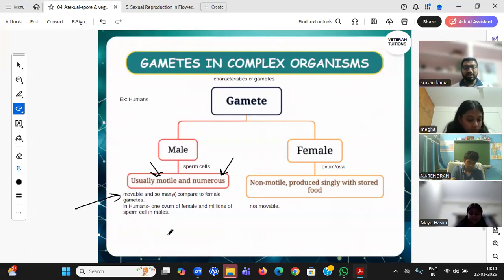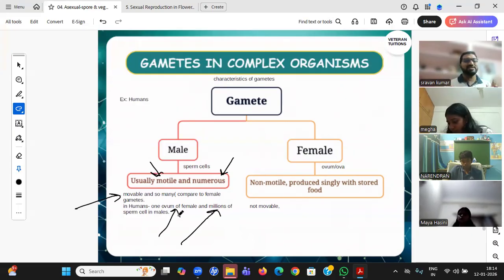Especially in humans, in females we have only one egg cell, but there are millions of sperm cells. It's the same with all of them. It's not only with humans; animals and plants also. The characteristic is the same. The nomenclature may be different, but the characteristics are still the same. In females, you can call it ovum, ova, or egg cell. You can call it any name.